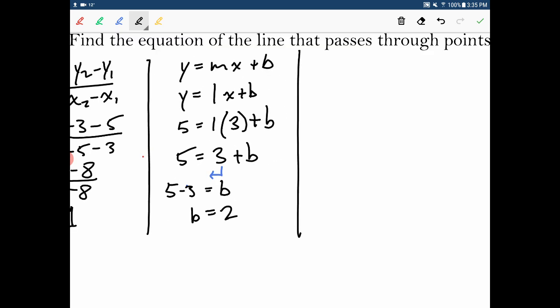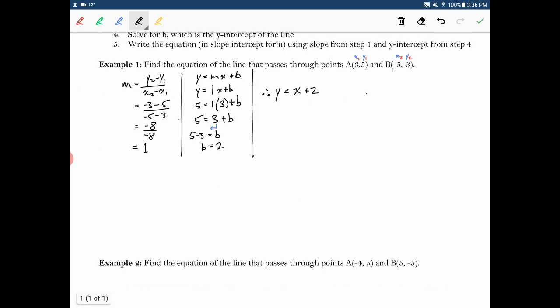So all we have to do now is say, therefore, y equals, it would be 1x, but I'm not going to write the 1 this time because we don't usually do that. That's considered poor form. And we say plus 2. And that's it. All right.